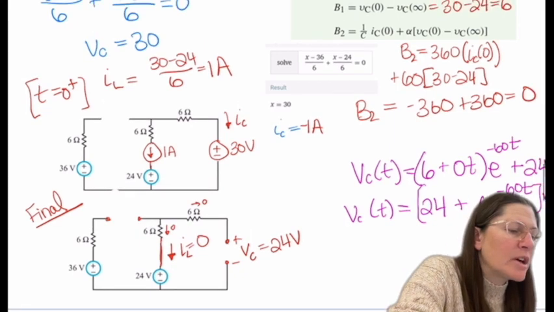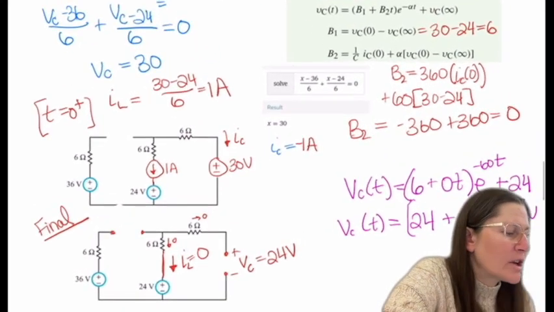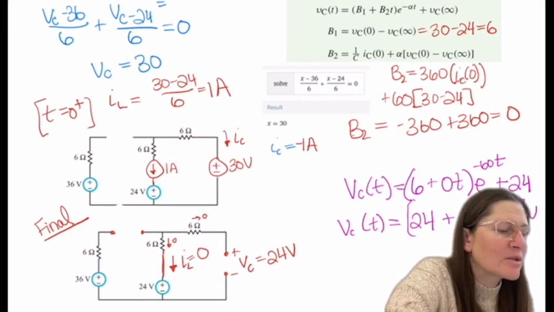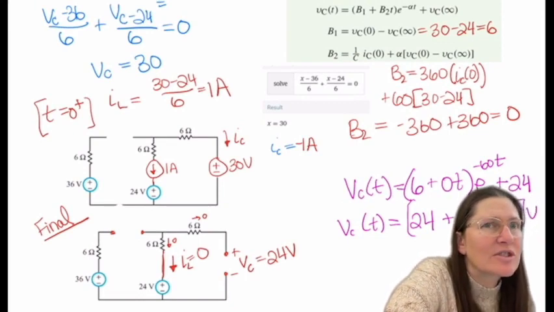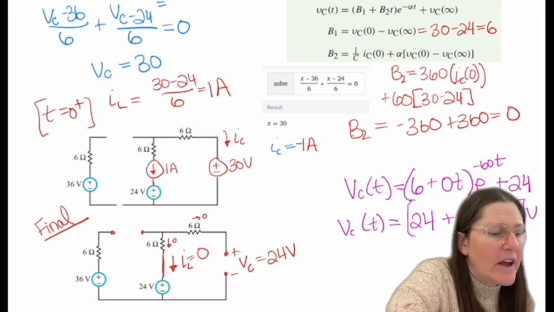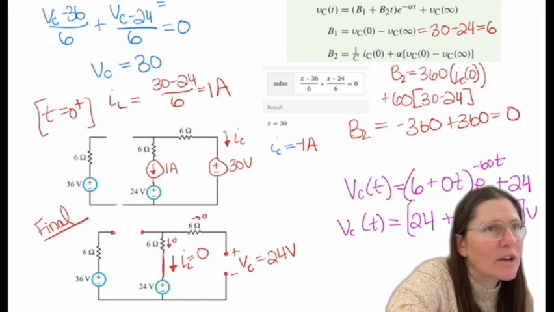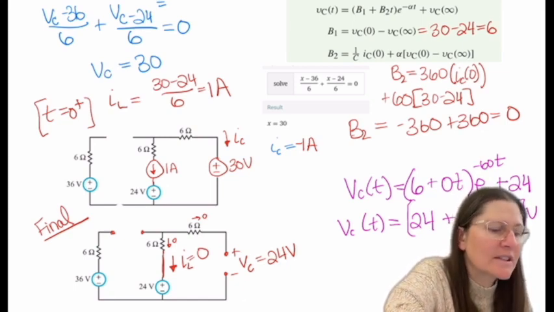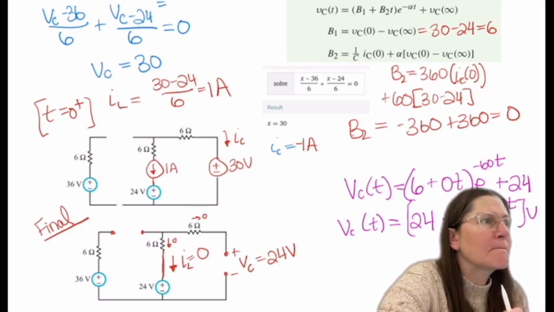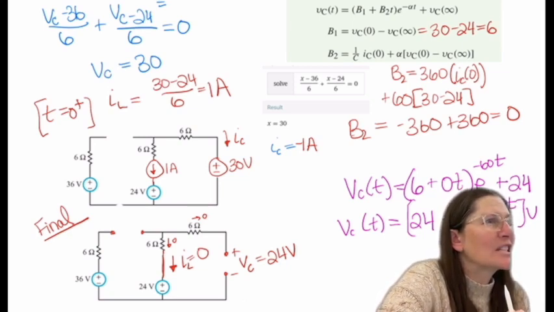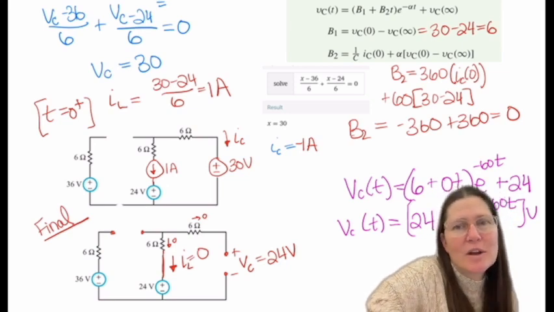And then B1 ends up being 30 minus 24, for 6, and then B2 ends up being a minus 360 and a plus 360, for 0. And so VC of t will be 6 plus 0, e to the minus 60t, plus 24. So 24 plus 6e to the minus 60t. All right, questions about getting that? Any questions along the way?